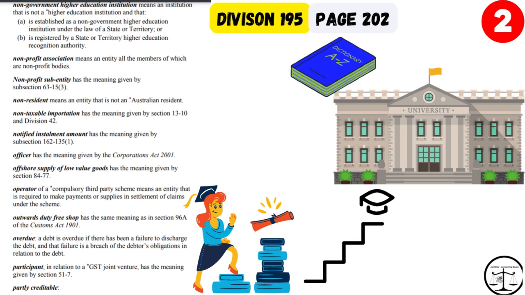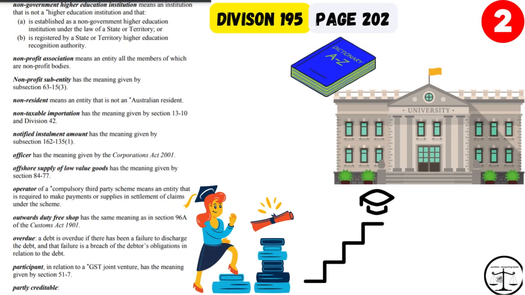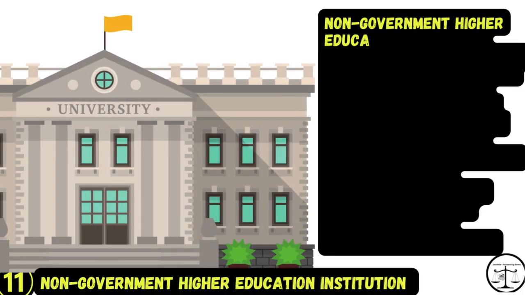Please find words on screen. 11. Non-government higher education institution. 12. Non-profit association. 13. Non-profit subentity. 14. Non-resident. 15. Non-taxable importation. 16. Notified installment amount. 17. Officer. 18. Offshore supply of low-value goods. 19. Operator. 20. Outwards duty-free shop. 21. Overdue. 22. Participant. 23. Partly creditable.